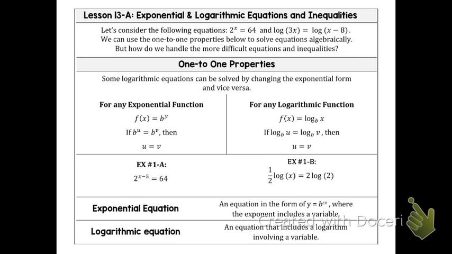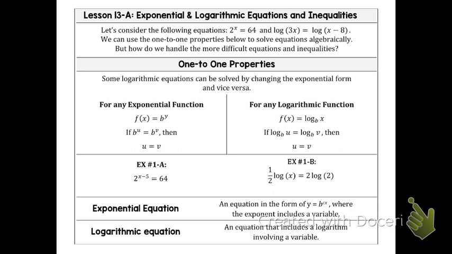All right, so it says let's consider the following equation: 2 to the x equals 64 and log of 3x equals log of x minus 8. We can use the one-to-one properties below to solve equations algebraically, but how do we handle the more difficult equations and inequalities? All right, so they start out with the one-to-one properties, which we've already talked about.